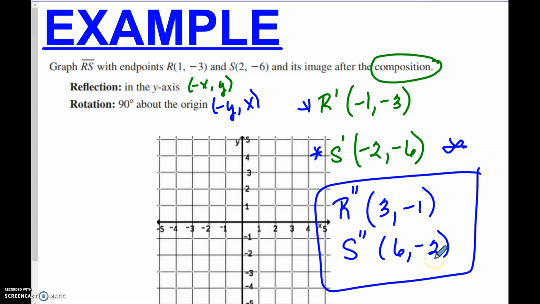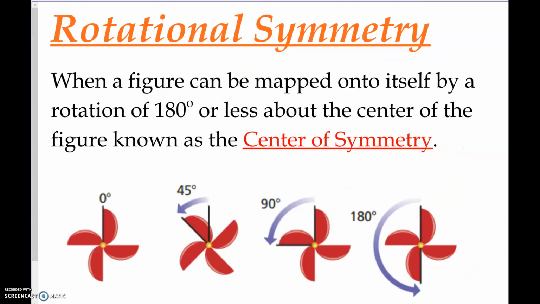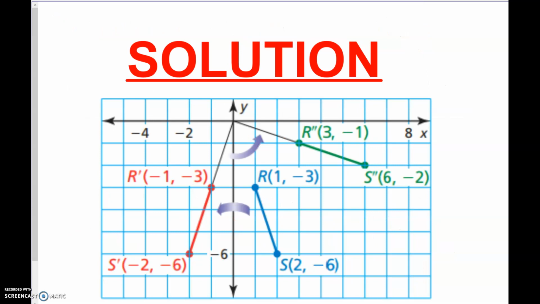So S is at 6, -2. All right, I think it skipped it there. So here we go. 6, -2 is what we said that last one was going to be.